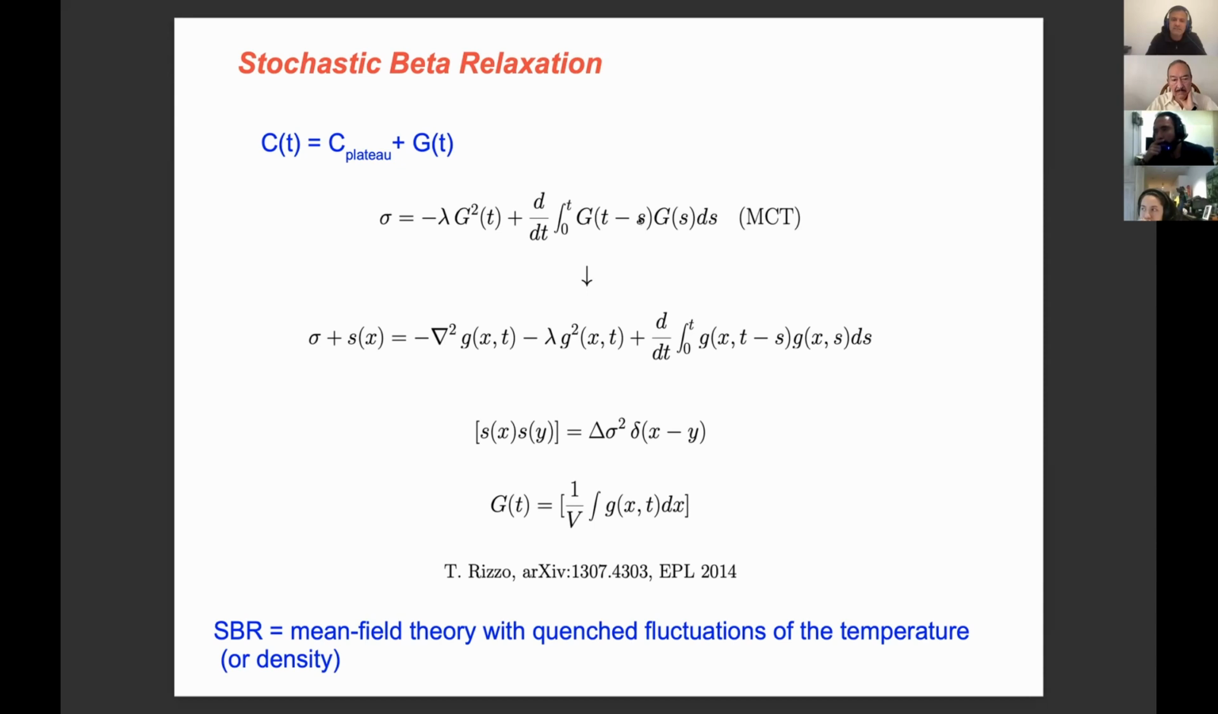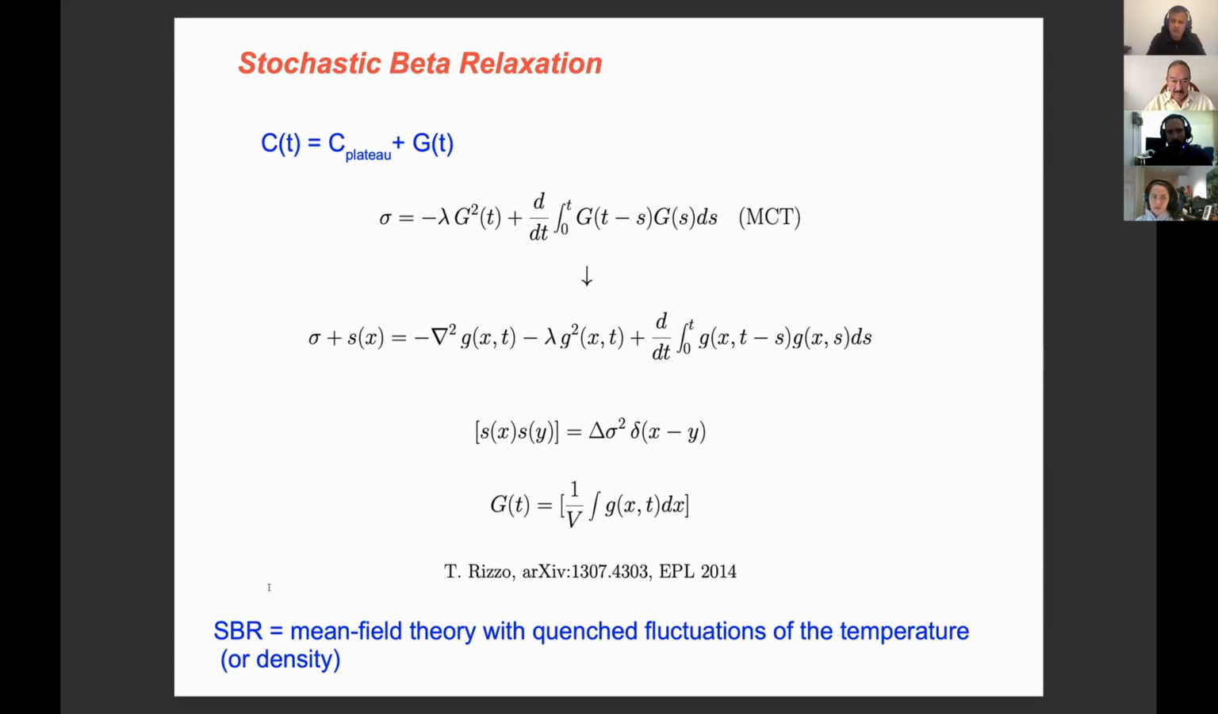Now, stochastic beta relaxation essentially starts from these equations and promotes this g of t, which is at the mean field level, if you want, it's the same on all points, on all the region of the liquid. It promotes it to a field. So now this g of t is replaced by a g of x and t, and this time part with the memory kernel is essentially the same. Then you have a gradient that couples different points in space and makes somehow for a smooth profile. But the key point is that this term here, this s of x, is a kind of local variation, a local deviation of the temperature, if you want, from the mean field value. And this s of x is Gaussian distributed and is essentially delta correlated in space.